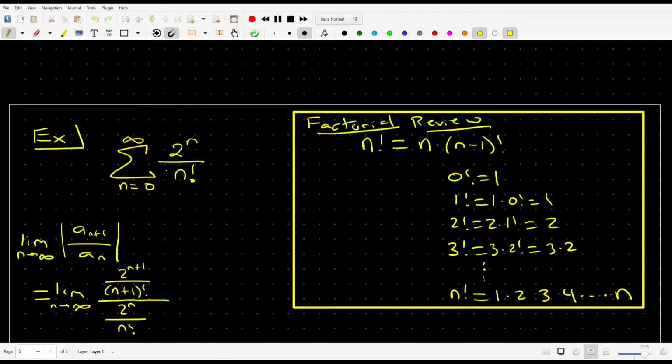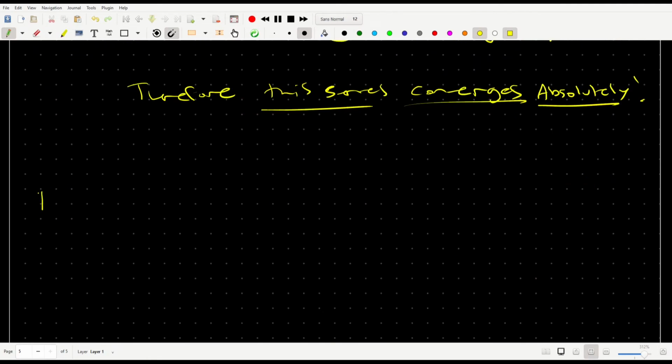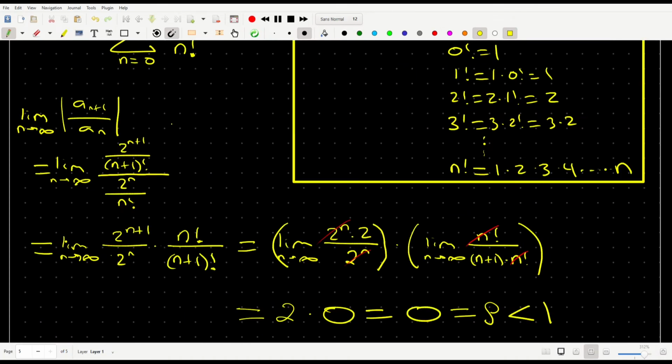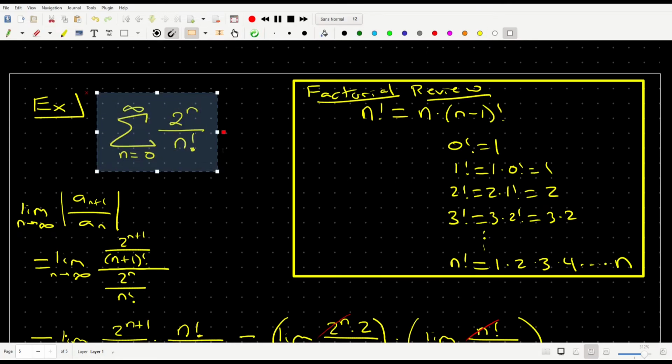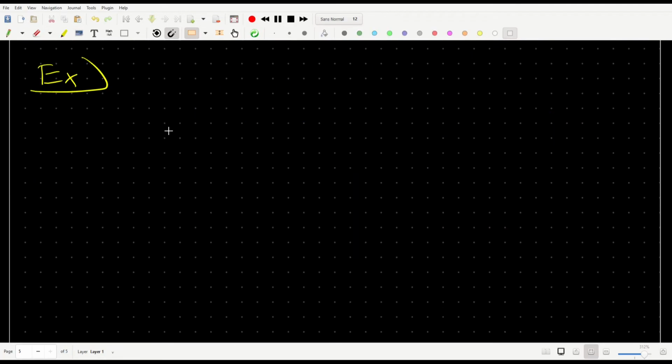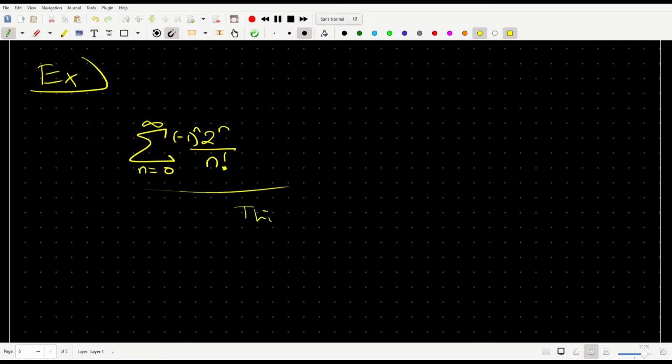And I also want to point out that there were no negative terms in this series, but any series that is close to this one, say, for example, the series from 0 to infinity of negative 1 to the n times 2 to the n over n factorial, will also converge absolutely, because when we take the absolute values into the ratio test on it, we'll get the same limit as before. So I wanted to point that out, that this is a very, very powerful test.